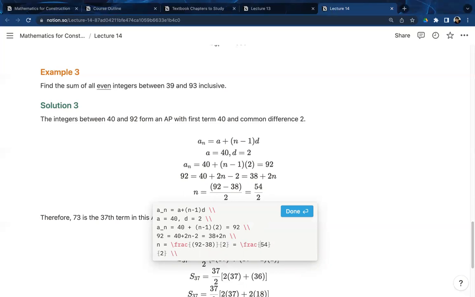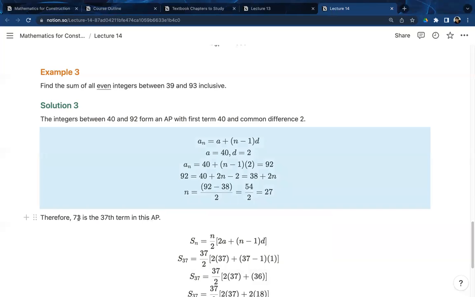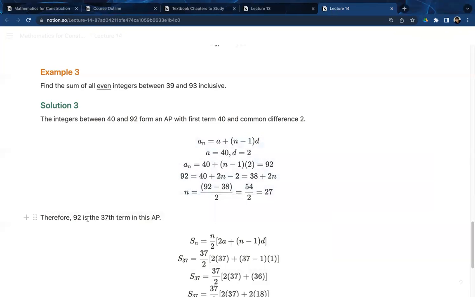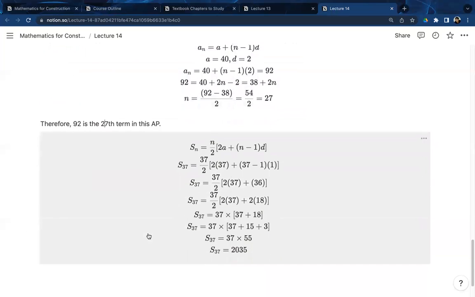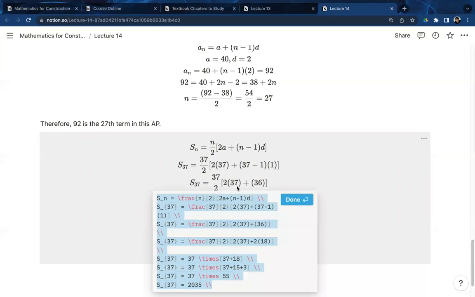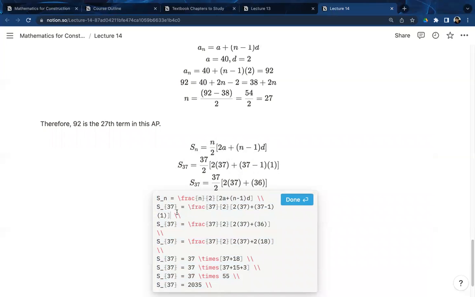Check out your brackets. And that is 27, right? So 92 is the 27th term in this AP. Right? So then this S_N here, you're plugging in 27. So that's what we're interested in.